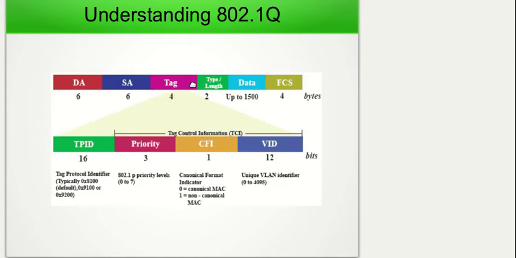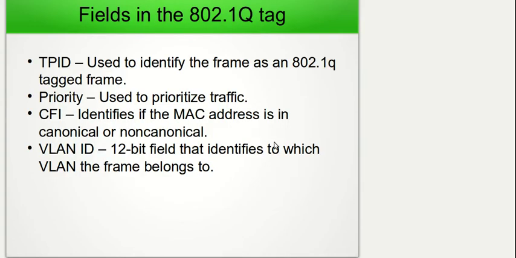And so this is what an 802.1q frame looks like. As you can see, between the source MAC address and the type/length field, we insert this tag. This tag has a tag protocol identifier, a priority, a CFI field, and a VLAN ID field. The VLAN ID describes to the receiving switch what VLAN this frame belongs to. Going into a bit more depth, the TPID field is used to identify to the receiving switch that this frame is an 802.1q tagged frame. The priority is used to prioritize traffic, which is used for quality of service.